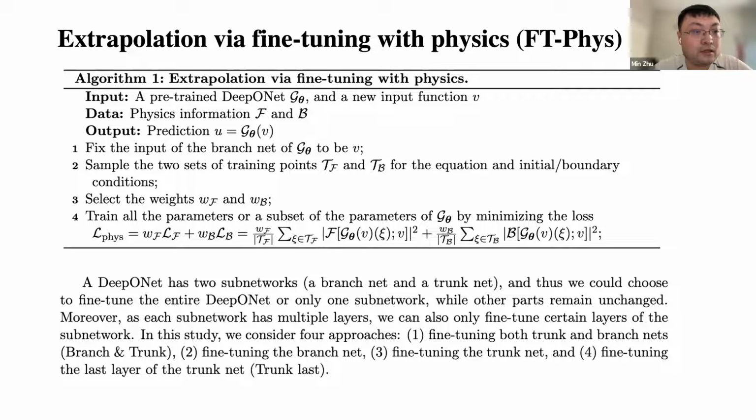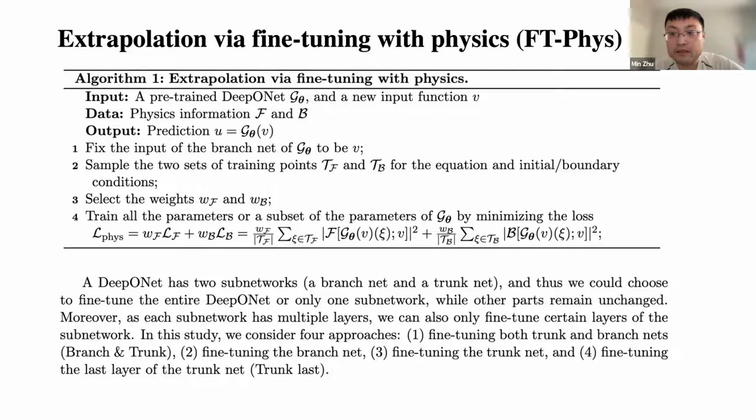And finally, train all the parameters, or a subset of the parameters, of the network by minimizing the loss function, which is the combination of the PDE residual loss and the initial and/or boundary condition loss. As the branch net input is fixed as v, this fine-tune method works in the same way as PINNs.